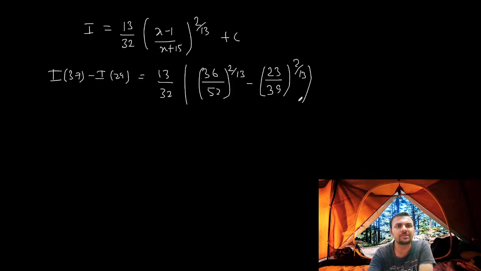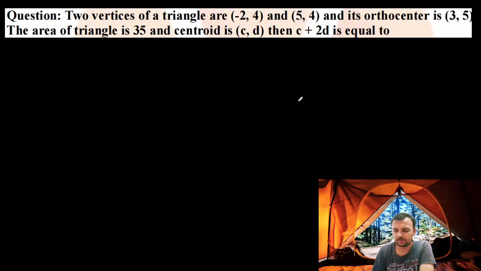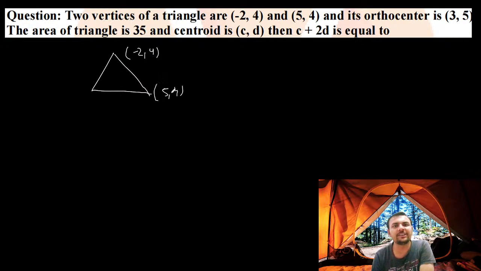Okay, we have 5 questions left. Two vertices of a triangle are minus 2 comma 4 and 5 comma 4. That means it is the same line, y is same. Orthocenter H is 3 comma 5. If the area of the triangle is 35, centroid is C comma D.